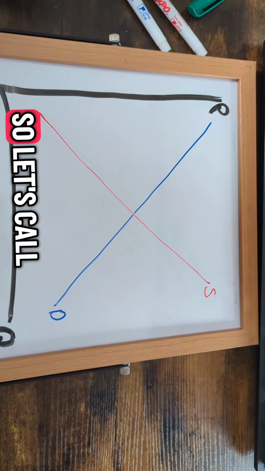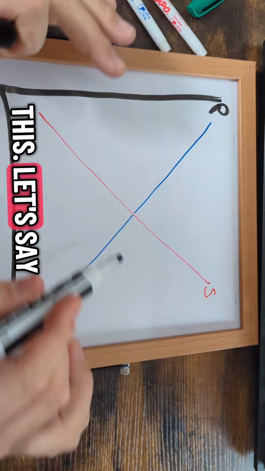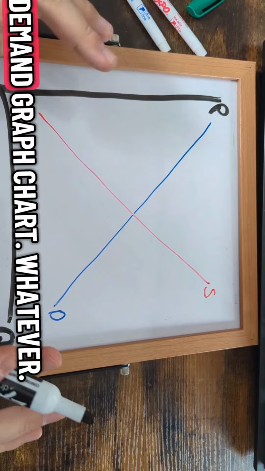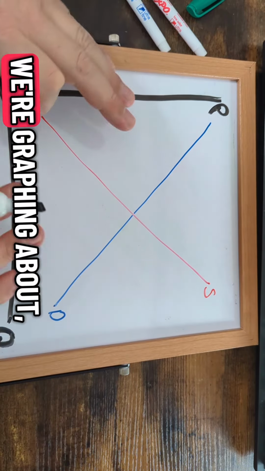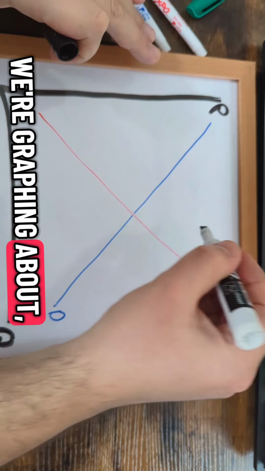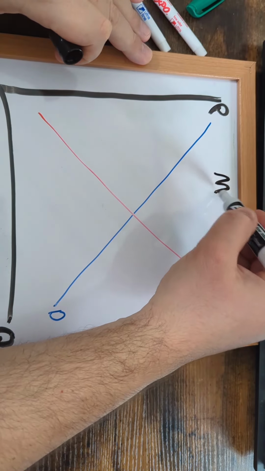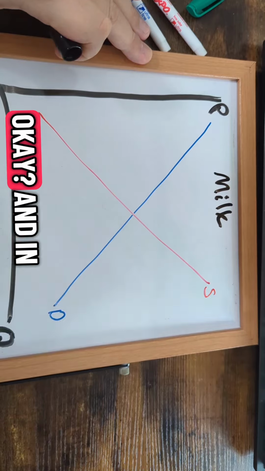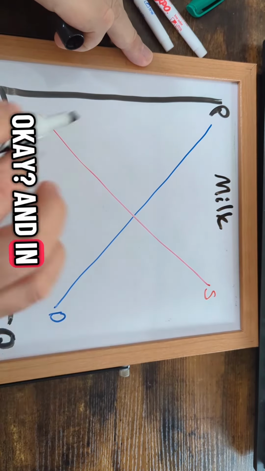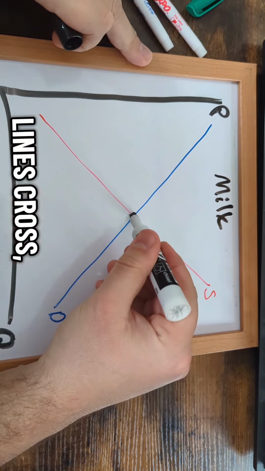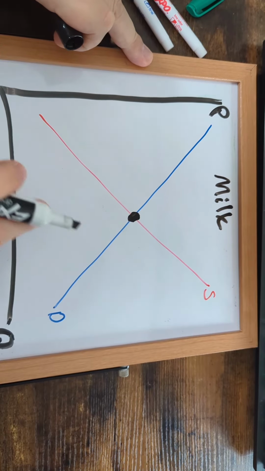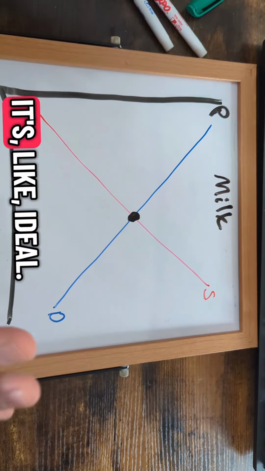Hey everyone. So let's say this is a supply and demand graph, chart, whatever. Let's just say the product that we're graphing is milk. And in these charts, where these lines cross, that's your equilibrium. So that's where it's like ideal.